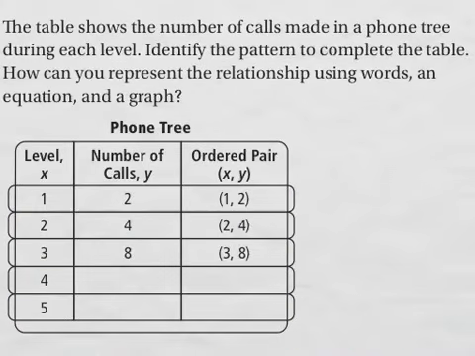This next example says the table shows the number of calls made in a phone tree during each level. Identify the pattern to complete the table. How can you represent the relationship using words, an equation, and a graph? If you look, to go from 1 to 2, and 2 to 4, and 3 to 8, those are my corresponding x and y values.